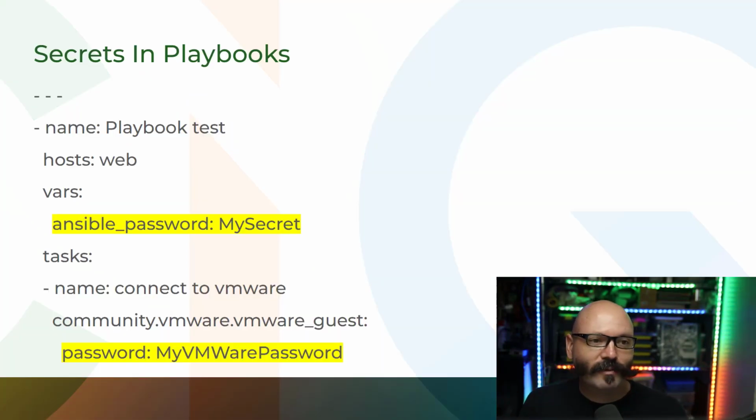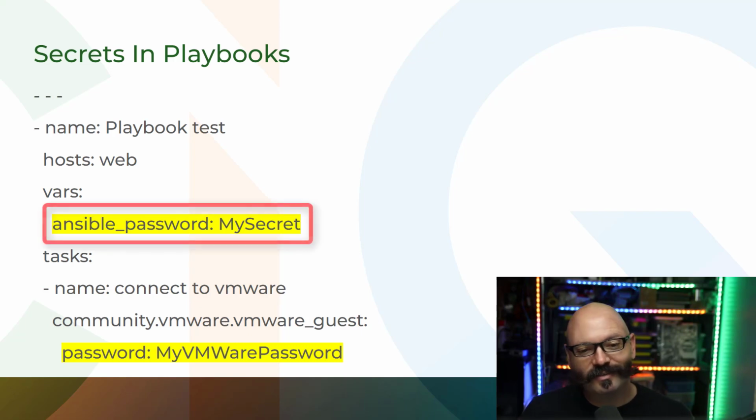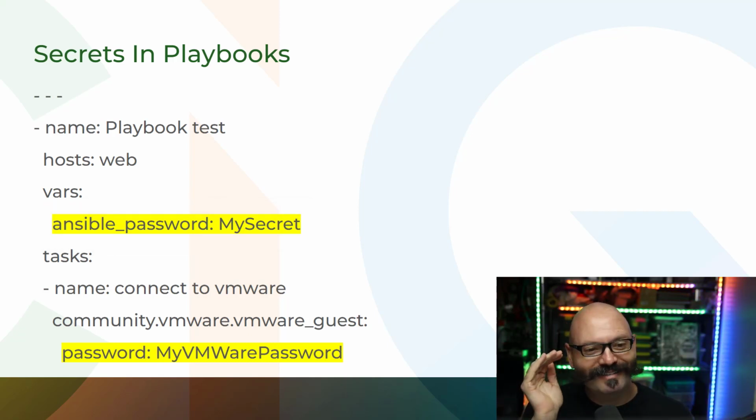So here's an example of using some secrets in a playbook. Here in the vars section, you can see I have ansible_password. That's a magic variable, and that is the password that's going to be used when it tries to, for example, SSH into a remote host, right? A server or a piece of network equipment. It's going to try and SSH in, and I'm actually setting my secret here. You can see my secret is my secret.